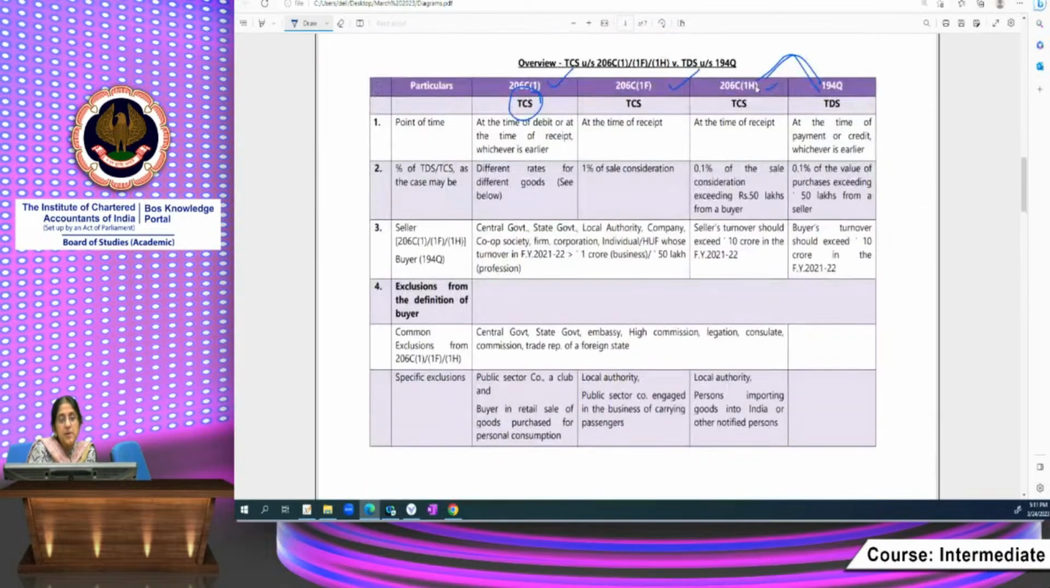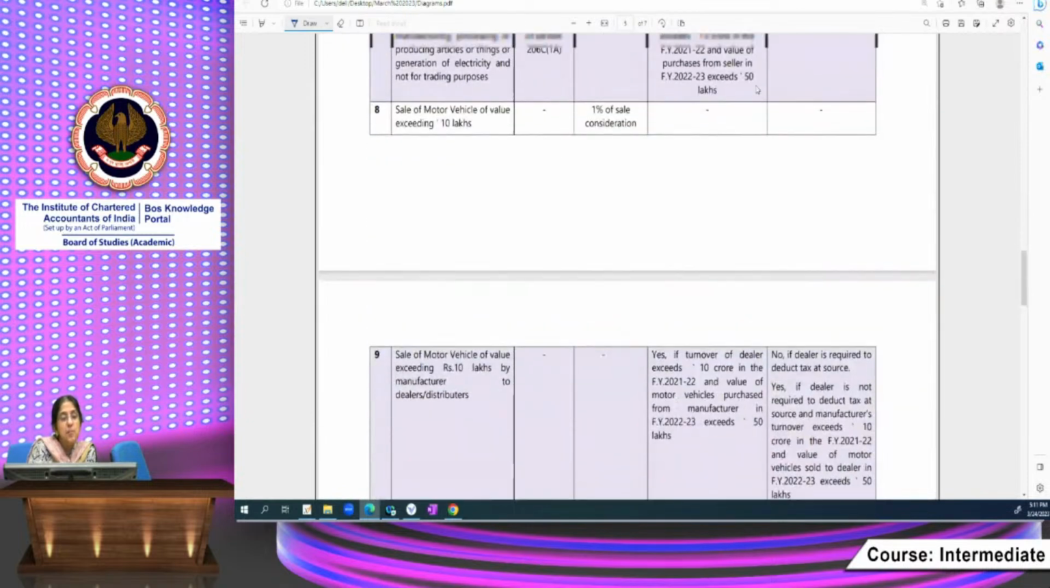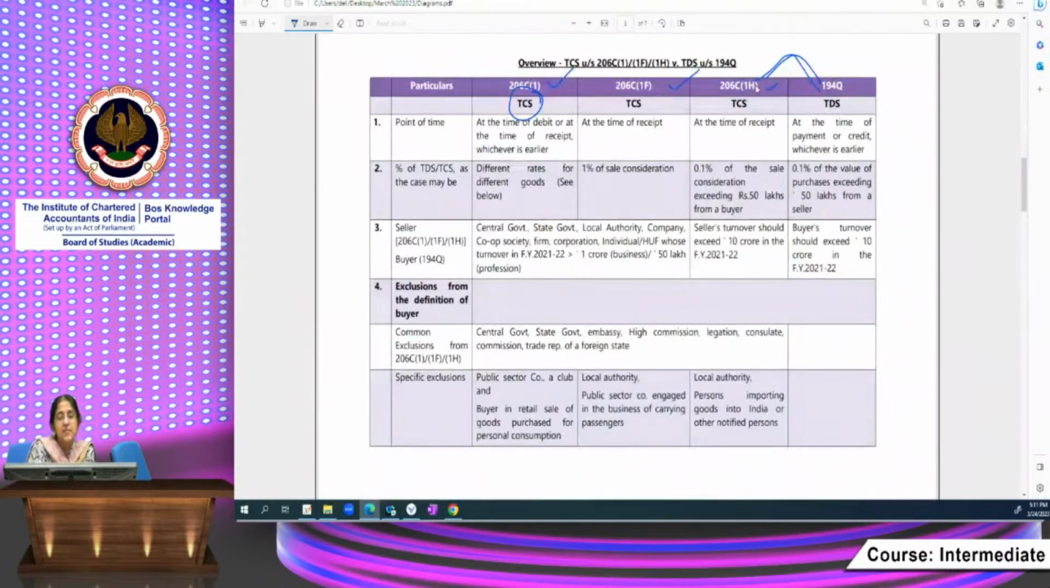206C(1F) talks about motor vehicle. 1H talks about all other goods or services not covered within any of the provisions mentioned earlier. And 194Q is TDS by the buyer, and 206C is TCS. TDS is by the person who makes the payment. The buyer generally makes the payment, so he has to deduct tax at source. The seller collects the payment. He's the recipient. TCS responsibility is cast on the seller. TDS responsibility is cast on the buyer.